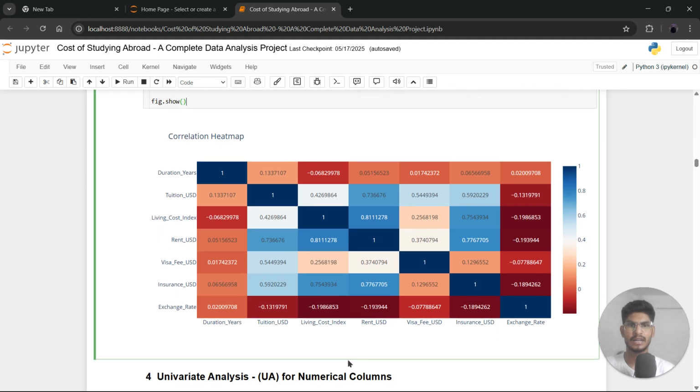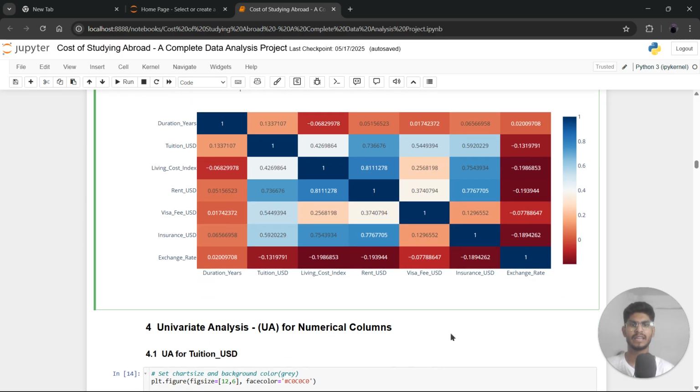So we can see a high relation between the rent USD and living cost index, because if the living cost is high, it means you are paying $1,000 every single month to live there. So most probably the rent will be so high. We can see the insurance and the living cost. Again, there is a high relation between both of them.